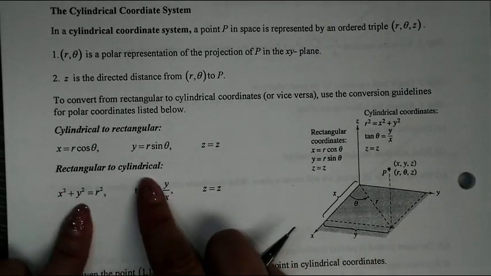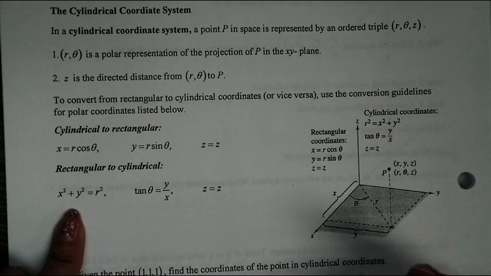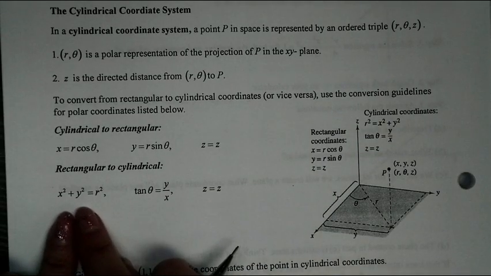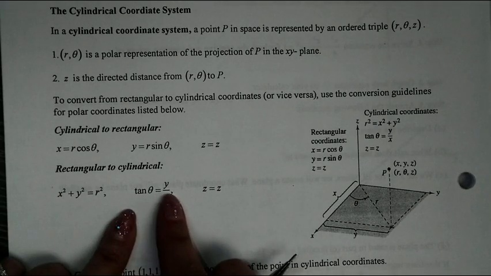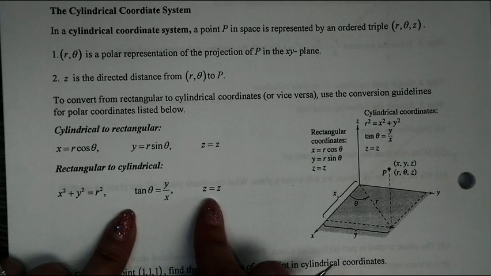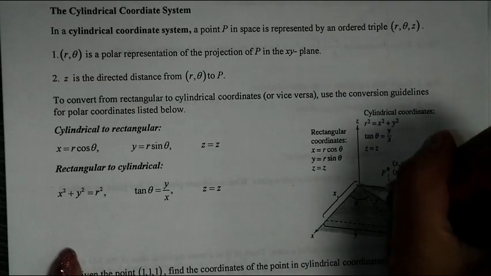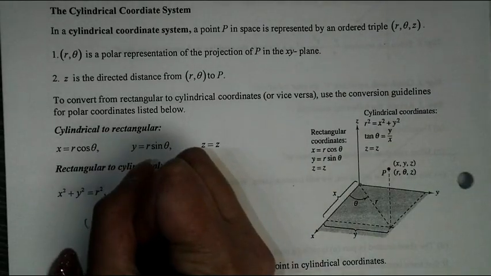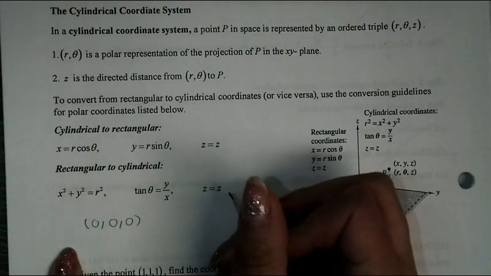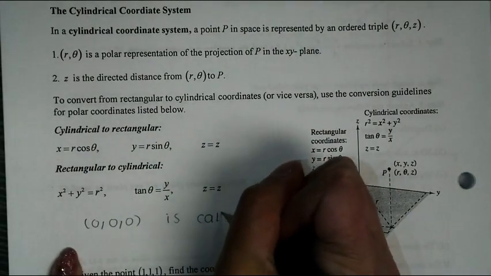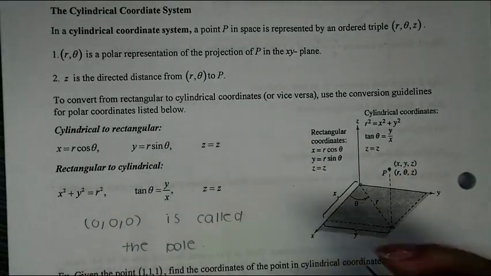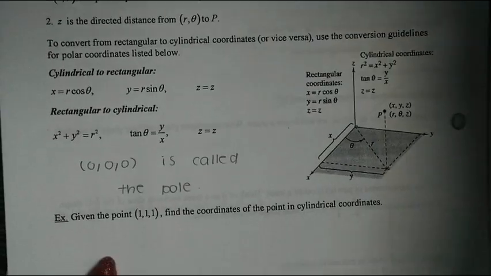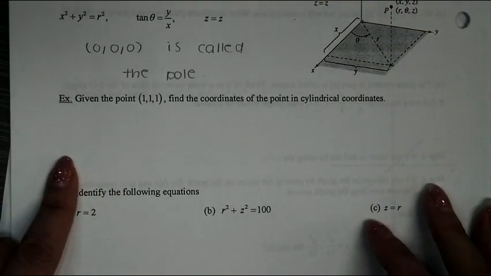From rectangular to cylindrical, again, similar to pre-calculus, x squared plus y squared is equal to r squared, and tangent theta is going to be equal to y over x. Z, guess what, is going to be z. Please remember that the point 0, 0, 0 we call the pole. So, FYI, in case we call it another way, you know that it is the point 0, 0, 0.